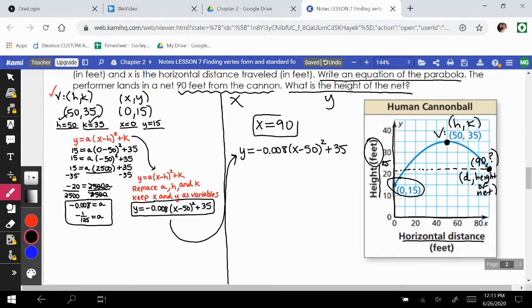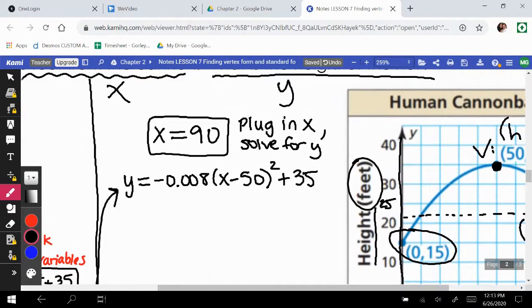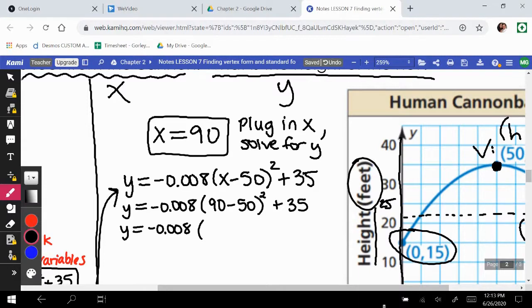And now I know what x equals. Okay, well again, my goal is I'm going to plug in x, and I'm going to solve for y, which will represent the net height. So I have y equals negative 0.008, x was 90. Put the minus 50 and then square it, plus 35, and we're going to simplify this expression. PEMDAS, we simplify what's in the parentheses first. So 90 minus 50 will give me 40.